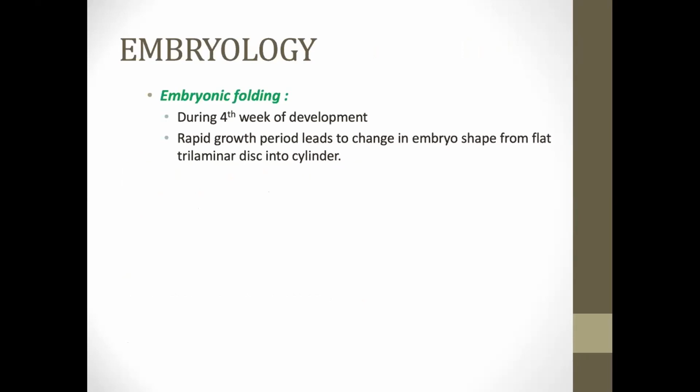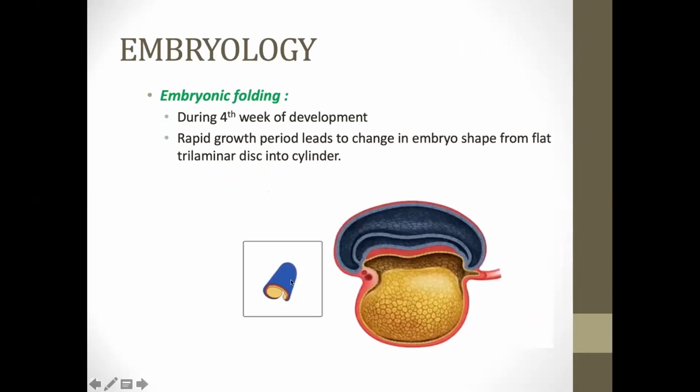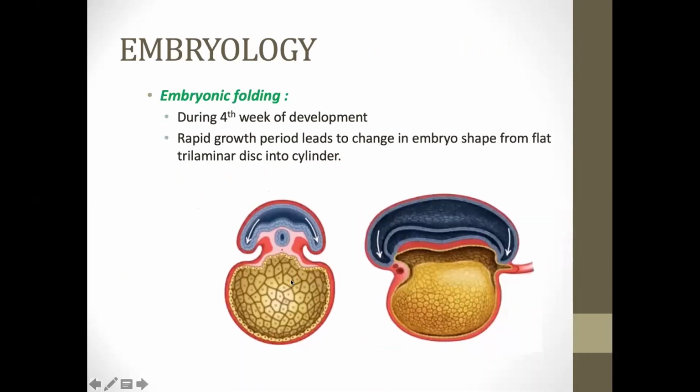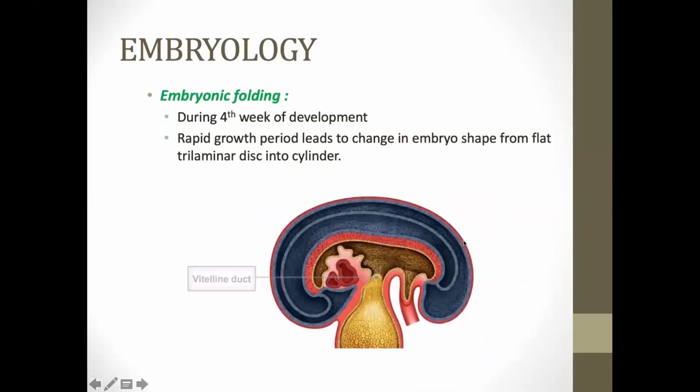Embryology. During 4 weeks of development, there is a rapid growth period that leads to a change in embryo shape from a flat trilaminar disc into a cylinder shape. This happens because of folding. All of us know that we have two types of folding: anterior-posterior folding and lateral folding. With lateral folding, the primitive gut is formed. This gut is divided into three parts: foregut, midgut, and hindgut. The midgut continues connecting to the yolk sac with the vitelline duct.